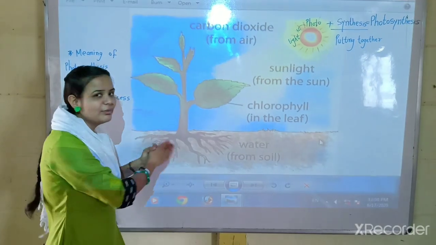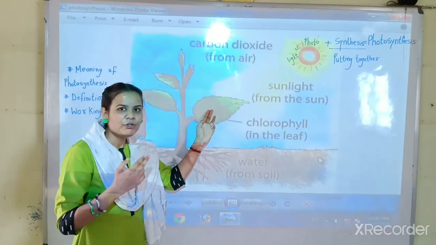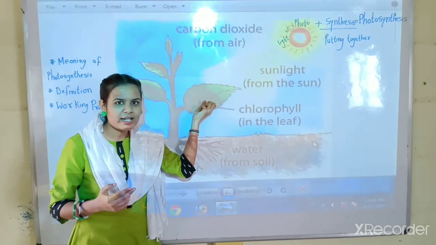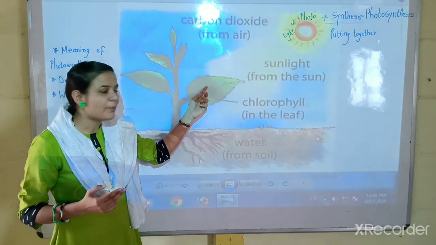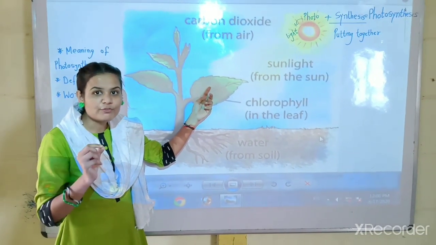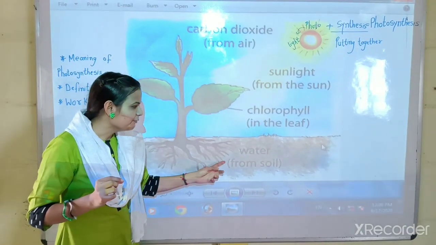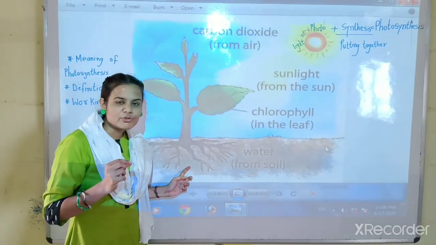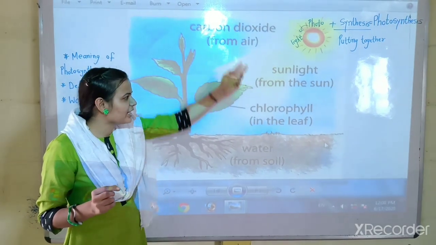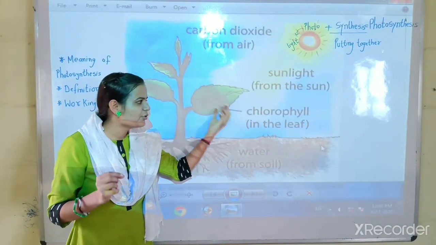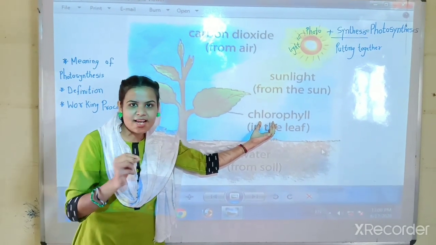So let's see how the machines work. Okay, so the chlorophyll present in the leaf, what it does, it traps the sunlight. Chlorophyll traps the sunlight, and stomata, which are the breathing organ of plant, trap the carbon dioxide from the air. Water which is present in the soil is absorbed by the roots, and this water, sunlight and carbon dioxide come together in the leaf portion of our chlorophyll, and here the process of making food is started.